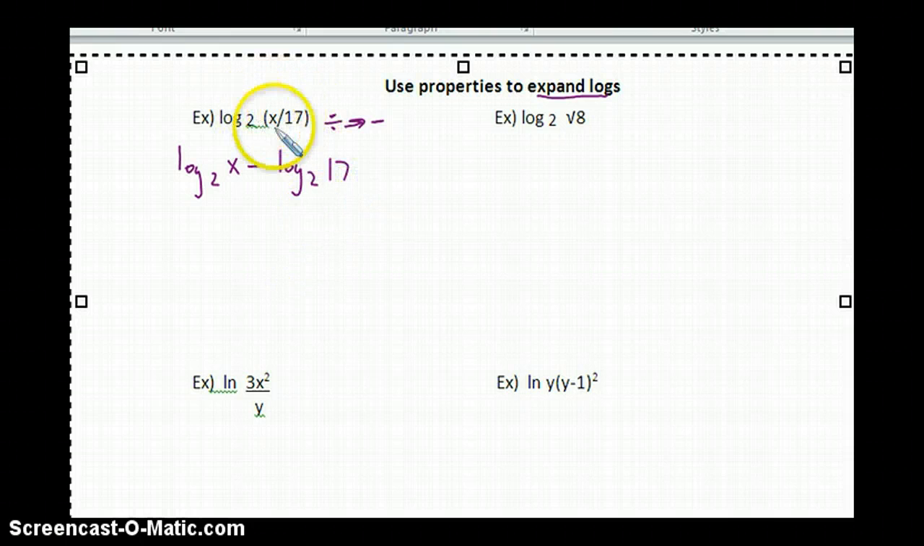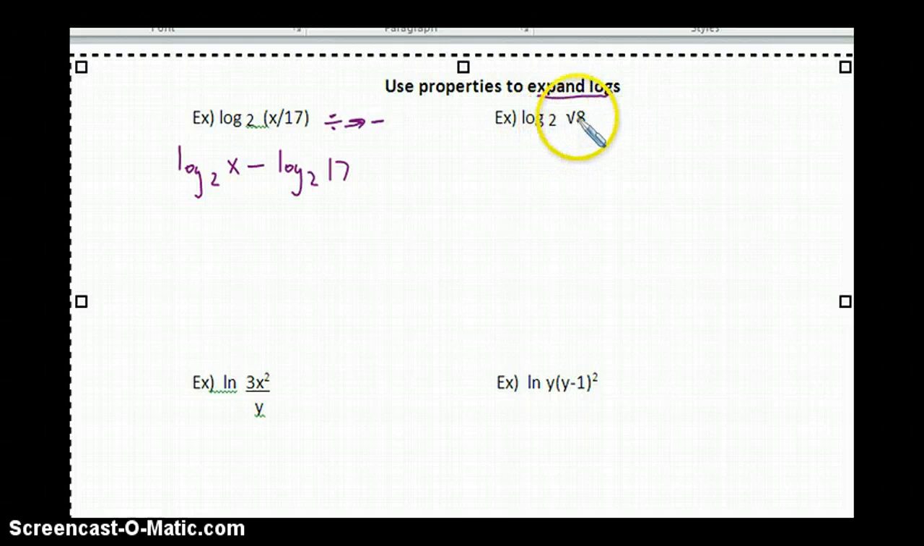So again, you're looking at the log and you're asking yourself, okay, right now it's being divided. I know that division and subtraction go together, so to expand it, I would change one log into two logs that I'm subtracting. Now over here, we have to get a little creative when we solve this.